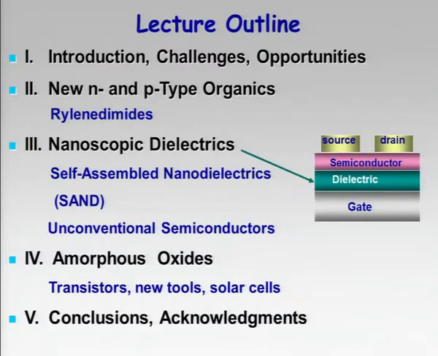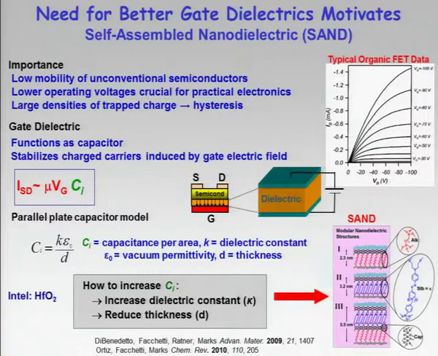Let me go to the second topic now, and let's talk about the gate dielectrics. And if you think of what a gate dielectric does in a transistor, it's like a capacitor. So it stabilizes the carriers in the channel, and the source drain current will scale as the mobility of the material, not maybe the greatest for organics, the gate voltage, and the capacitance of the gate dielectric. So the capacitance, this is exactly what Intel came up against when they went from silicon dioxide to hafnium dioxide. It scales as the K of the material, the dielectric constant, divided by the thickness.